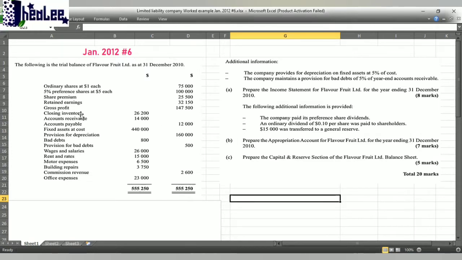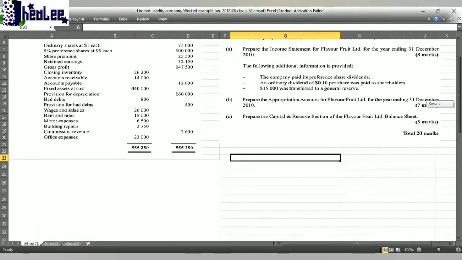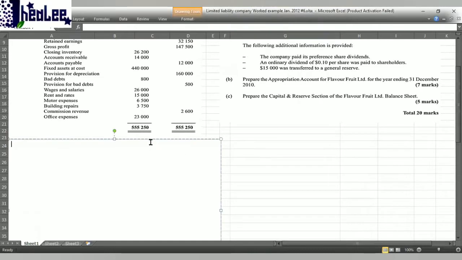So we're going to start with gross profit and taking into consideration the additional information that is presented. Based on what we're seeing, we have gross profit, we have revenue, so we have to add additional revenue, proceed to less your expenses, and then you calculate your net profit. So that was done previously.